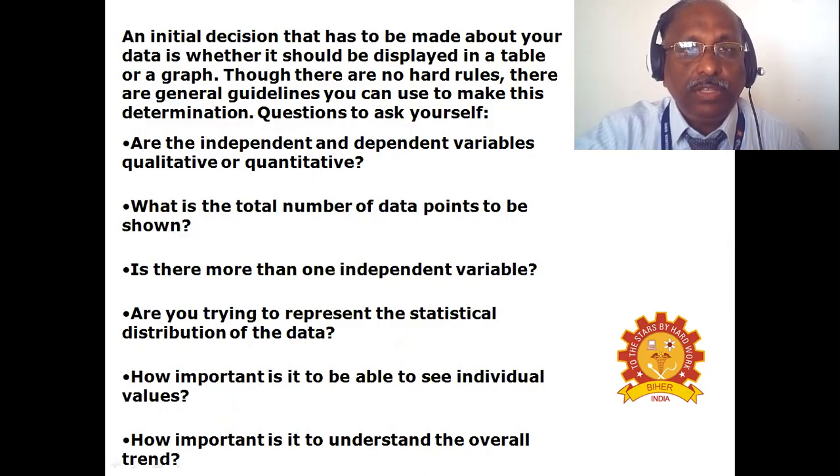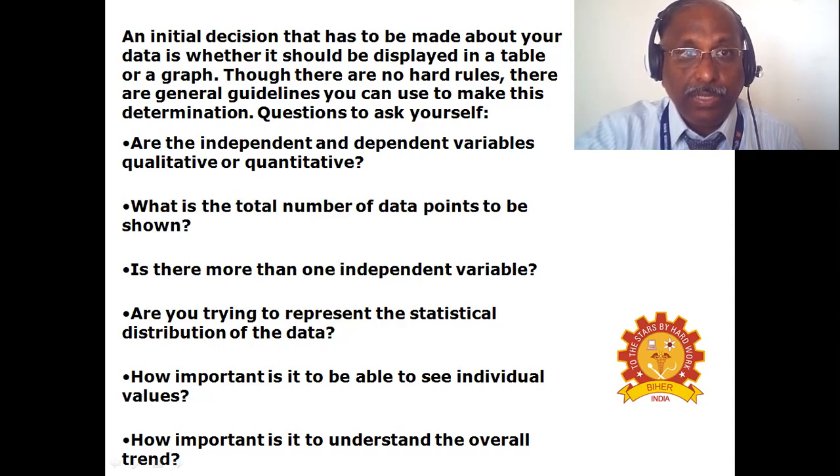An initial decision that has to be made about your data is whether it should be displayed in a table or a graph. Though there are no hard rules, there are general guidelines you can use to make this determination. Question to ask yourself. There are various ways when you are representing data, there are various ways you can raise your questions. How, what, when, like that.